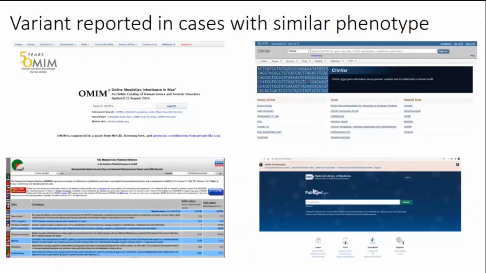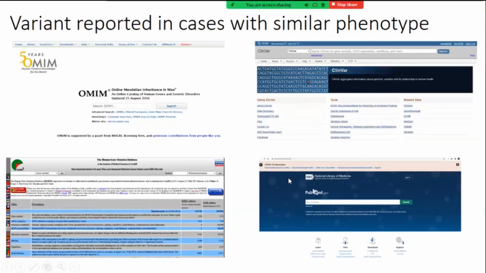The third evidence is whether this variant is reported in similar cases throughout the world. And for that, we have databases like OMIM, we have ClinVar. So ClinVar is a very useful database where we also submit the cases. So it's like a collective database where everybody submits and everybody benefits. Whoever gets a variant, they do the classification and submit to ClinVar. ClinVar collects all of them and it is free to use by anybody. So the world is helping each other to gather all these variants.